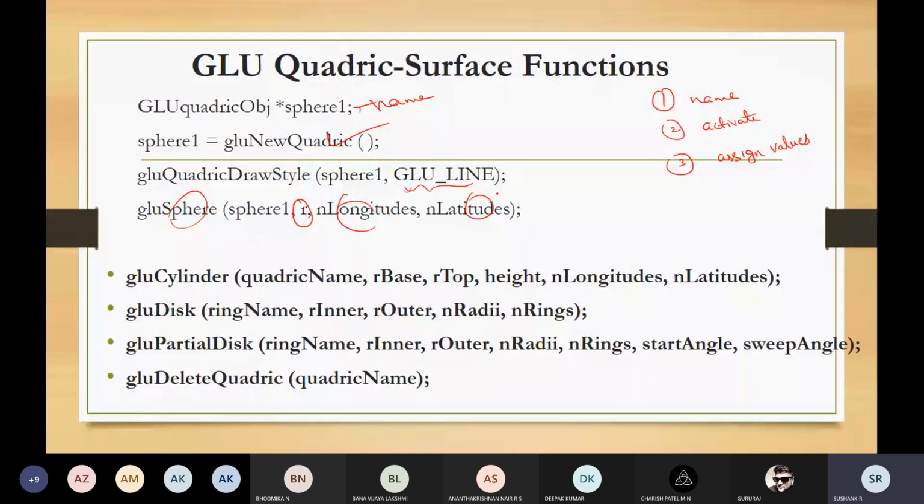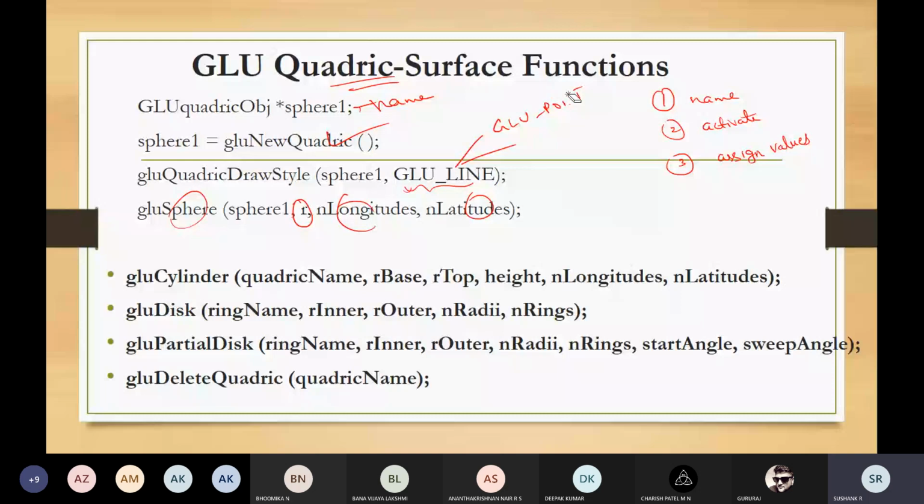Here I'm using this GLU line. So instead of line, you can use GLU point. See, these are the display modes which are available for displaying the quadratic surfaces. Here I'm using the display mode as line, so it will be displayed as a line. Instead of line, the quadratic can be displayed as a point. For that I can use GLU underscore point.